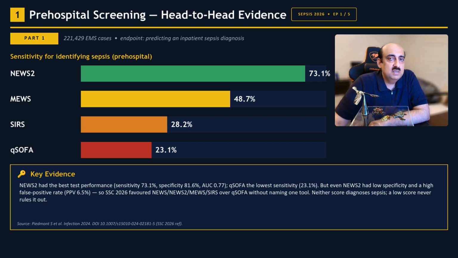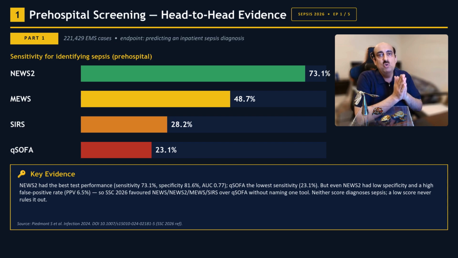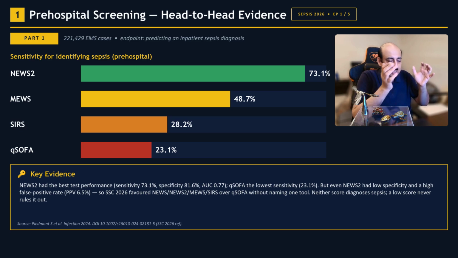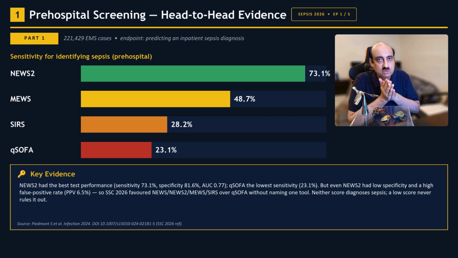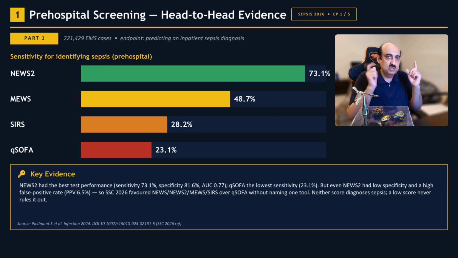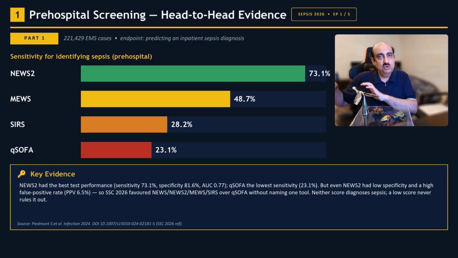And the take-home message, please remember that none of these scoring tools is to diagnose sepsis. These are screening tools. Sepsis has to be a clinical diagnosis, not based on a screening tool. And once you screen for possible sepsis, then you need to do your clinical judgment and the next steps.